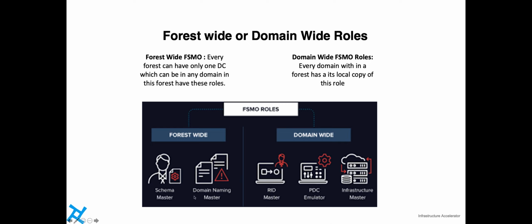2 of the FSMO roles, schema master and domain naming master, are forest-wide roles. That means in a forest, in a group of companies, there can only be one domain controller which has the schema master role and one domain controller which has the domain naming master role. Now remember, all these roles can remain on a single server as well. So it could be one domain controller which has both the schema master and domain naming master role. But every triangle in a company will not have a domain naming master and schema master.